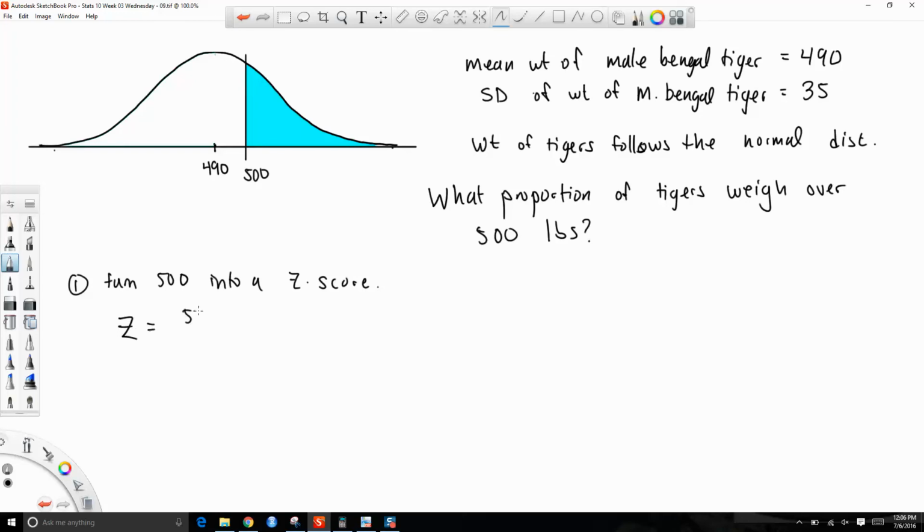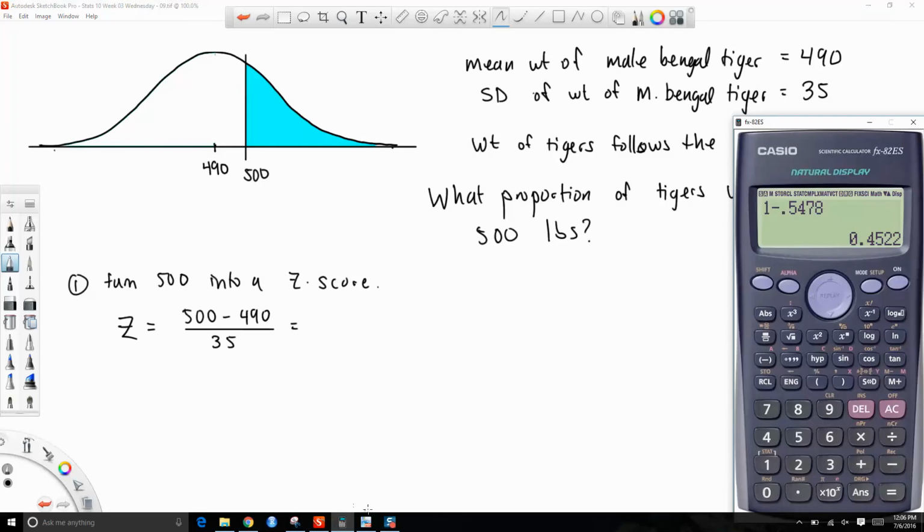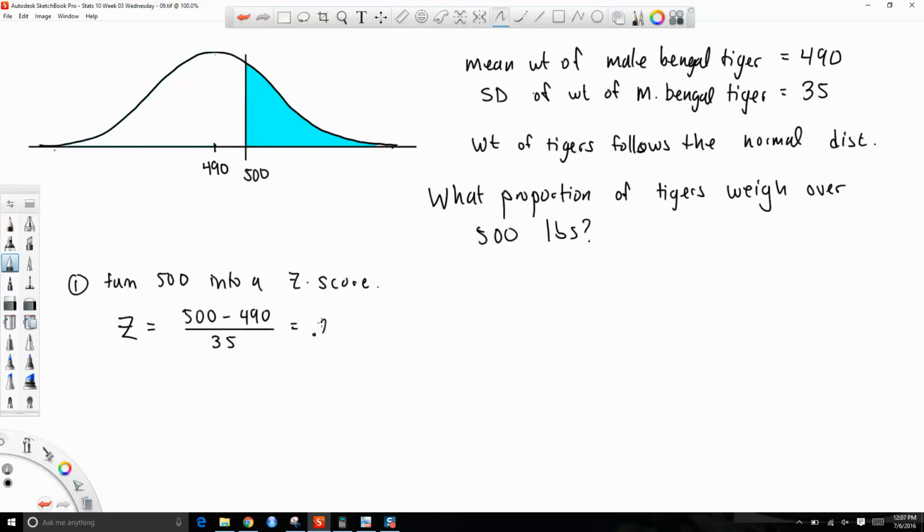So what is the z-score for 500? We would do 500 minus 490 divided by the standard deviation, 35. The numerator would be 10 divided by 35, and we get 0.2857. Now, when we look up this number in the z-table, we have to round off to 2 decimal places because the z-table only carries 2 decimal places. So now we have z equal to 0.29.